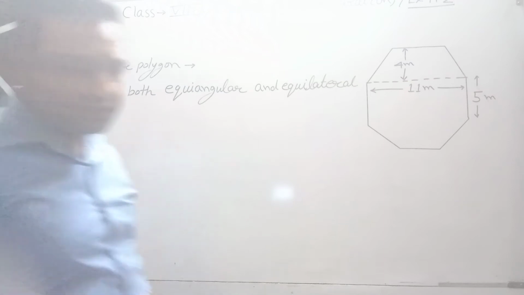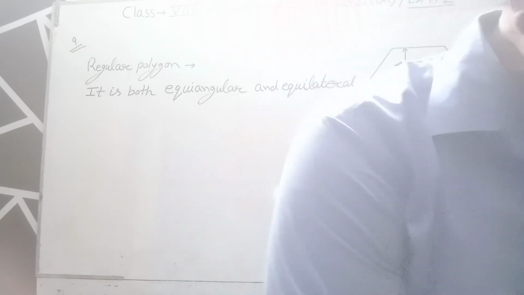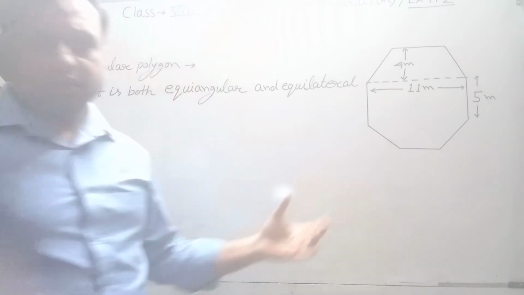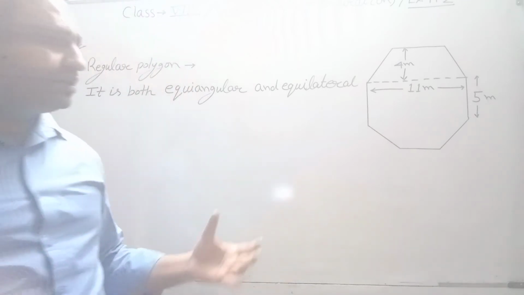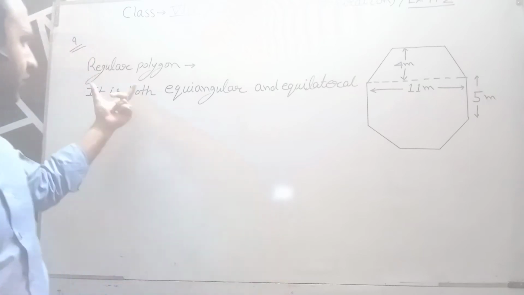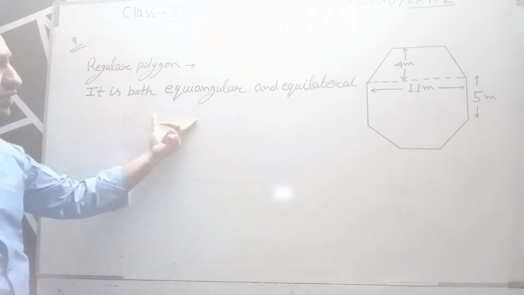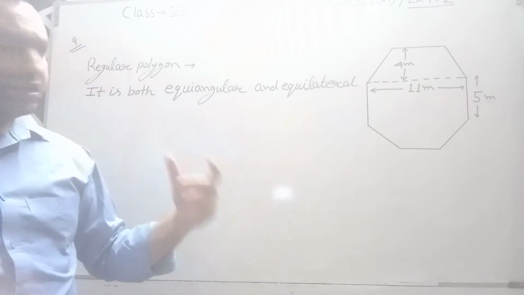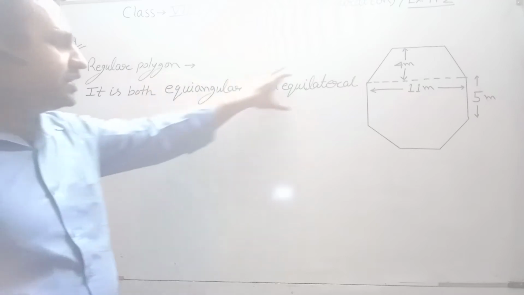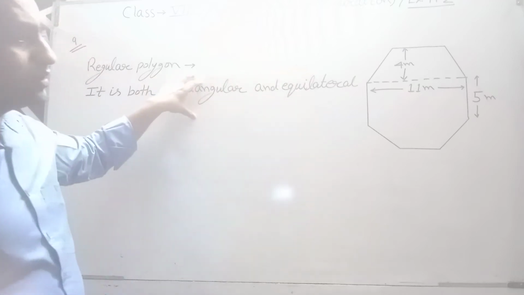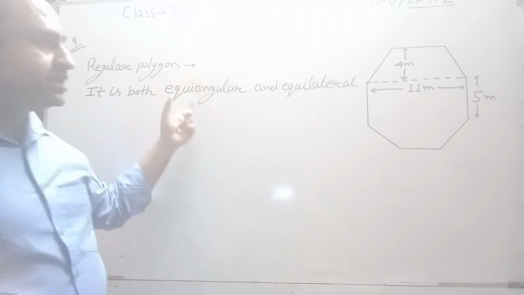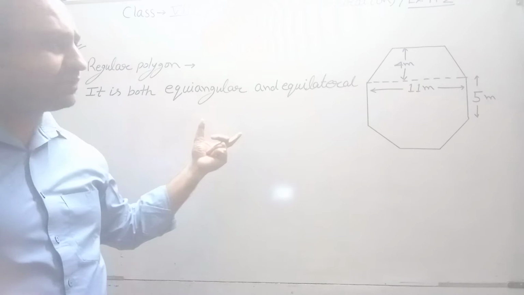In question number 9, it is given that the top surface of a raised platform is in the shape of a regular octagon. Octagon means a polygon which contains 8 sides, and regular polygon means it is both equiangular and equilateral. Any polygon whose all sides are equal is equilateral, and whose all angles are equal is equiangular, it is called a regular polygon. We have discussed regular polygon in the previous chapter.